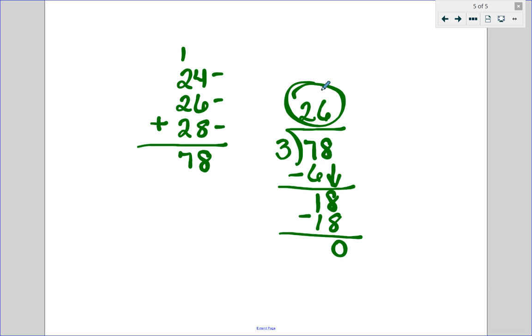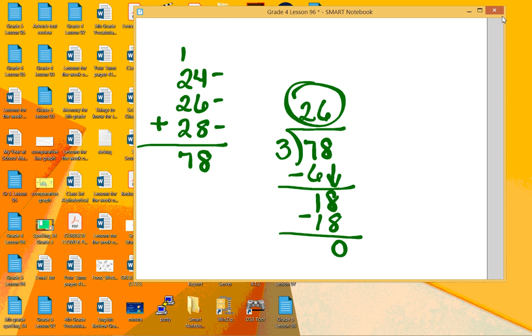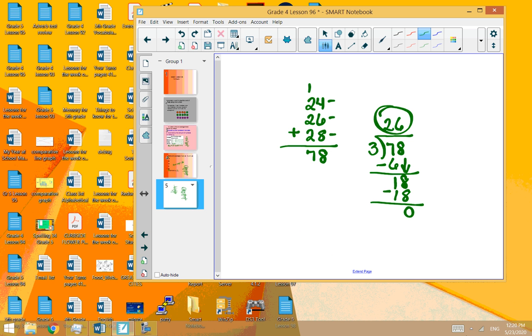All right? So that is the way that you figure out averages. Add up the numbers you have there in your data, and then divide by the number of numbers that you added up. And that is our lesson for today.